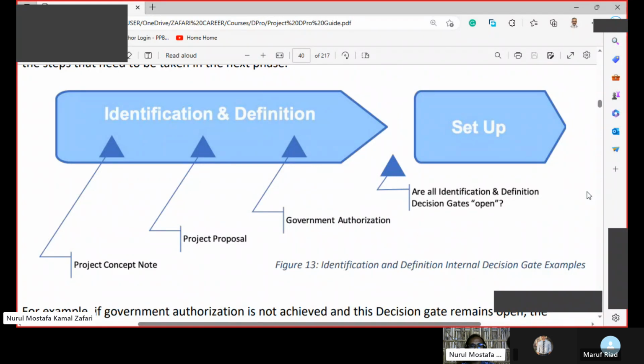For example, in the identification and definition phase, there are 3 small gates. If the project concept note is approved, then we'll develop the project proposal. If the project proposal is approved, then we'll apply for government authorization. If all these 3 things happen, then the project identification and definition decision is made, the gate is closed, and we'll go to the setup phase.